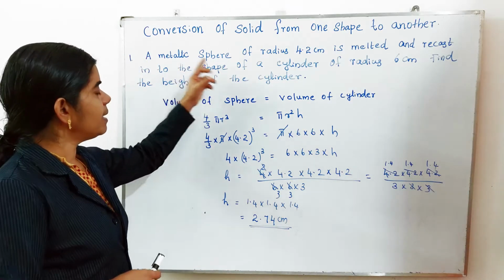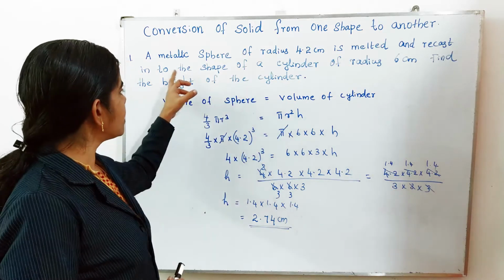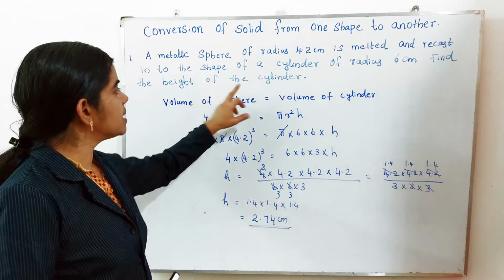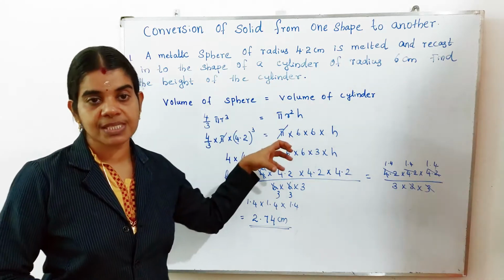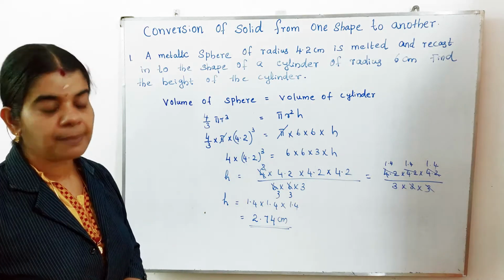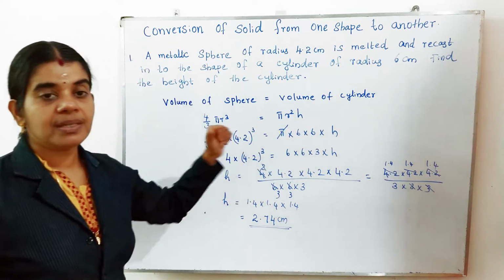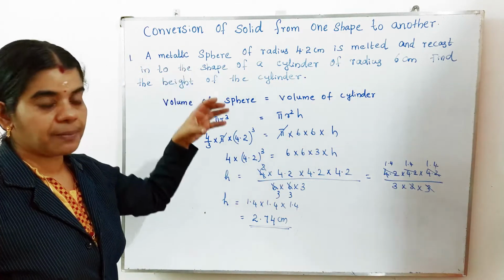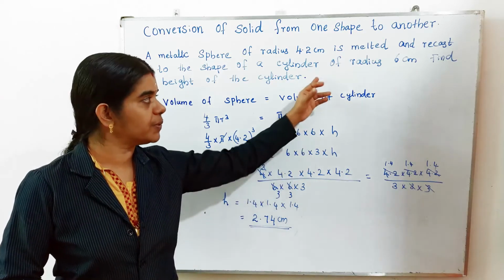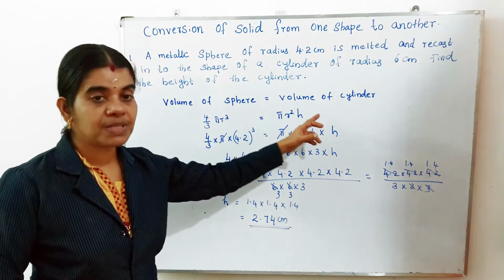First question. A metallic sphere of radius 4.2 cm is melted and cast into the shape of a cylinder of radius 6 cm. Find the height of the cylinder. One sphere was there that we melted and changed into the shape of a cylinder, and the cylinder radius is given. You want to find the height of the cylinder. The volume of the sphere will be equal to the volume of the new cylinder formed.